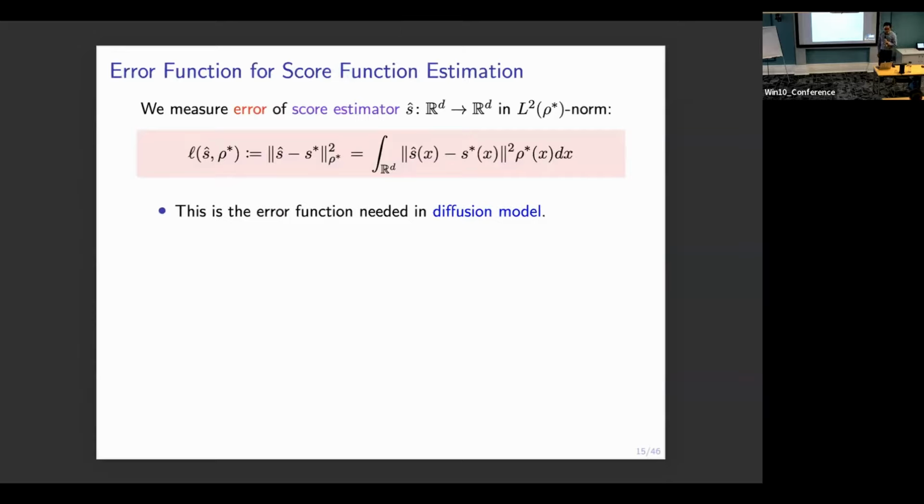And this is the loss function that we care about. If we have a score estimator S hat, then we define the error of S hat with respect to this unknown distribution rho as this quantity, which is the expectation under the unknown distribution of the L2 distance between the true score and the estimator. Why this one? Because this is what is needed in diffusion models.